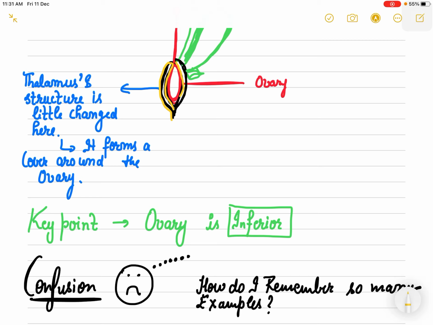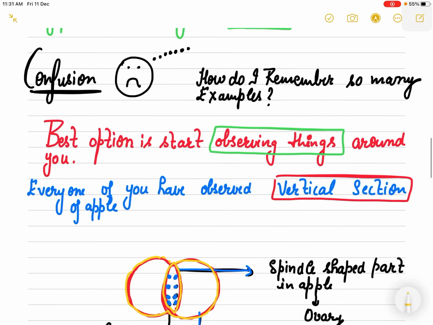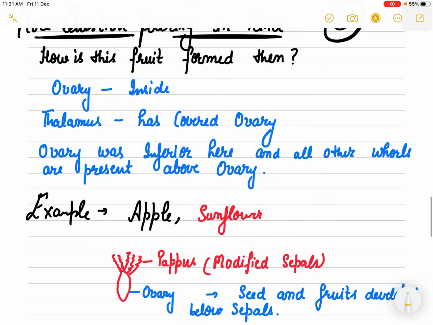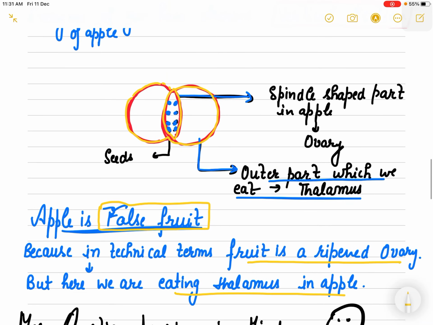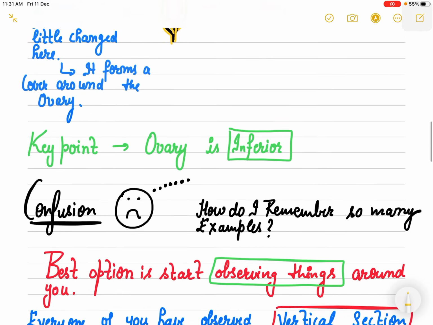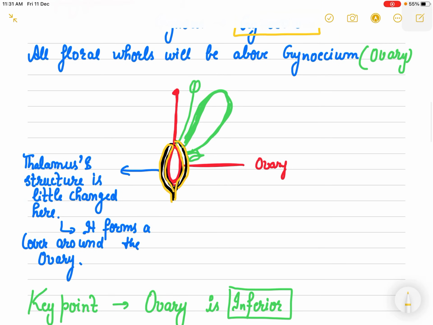So what is on the outer side? Thalamus. And what is inside? Spindle shaped ovary. So thalamus has covered the ovary, and the ovary is inferior here, and all other whorls are present above the ovary. So apple is the best example of the epigynous type of flower, right?